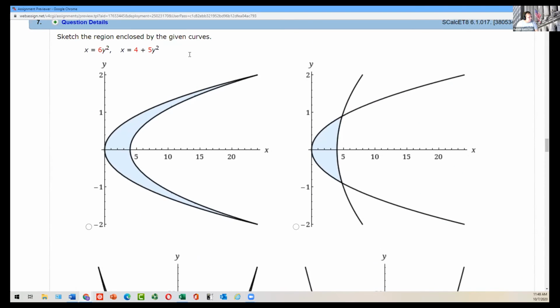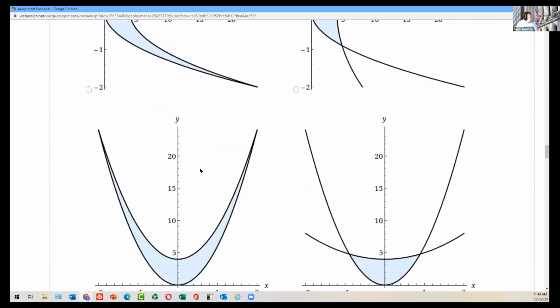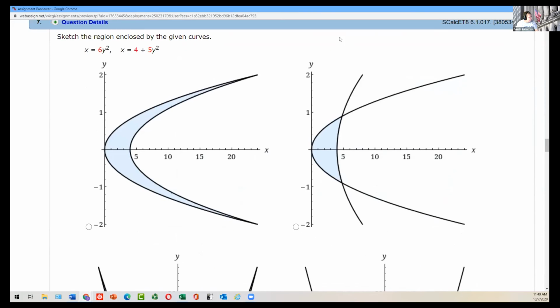A left to right again. Oh, there's 4 pictures. Well, basically, look at Desmos. I don't know which one it is because it's hard to tell. If it's that one, that's the one you pick, right?